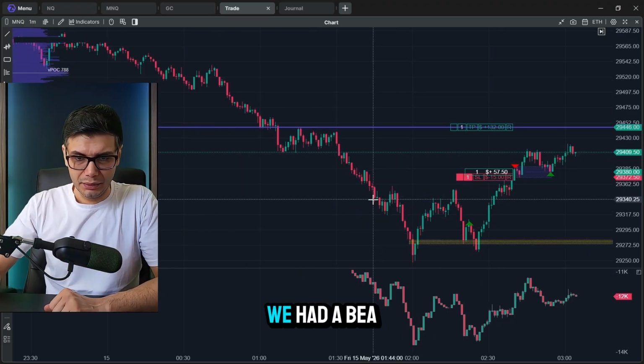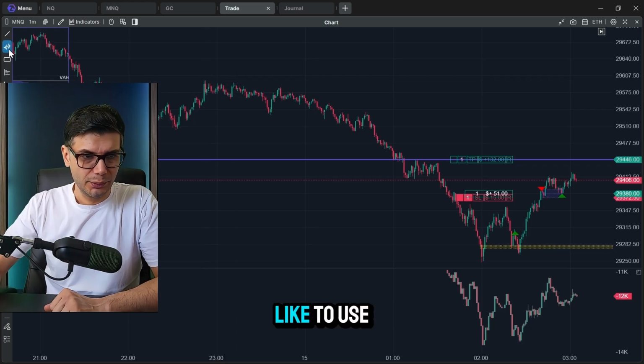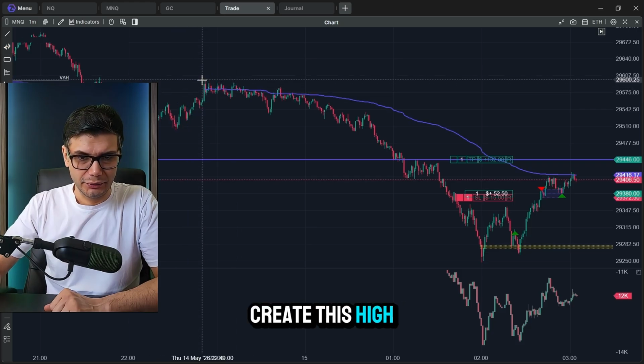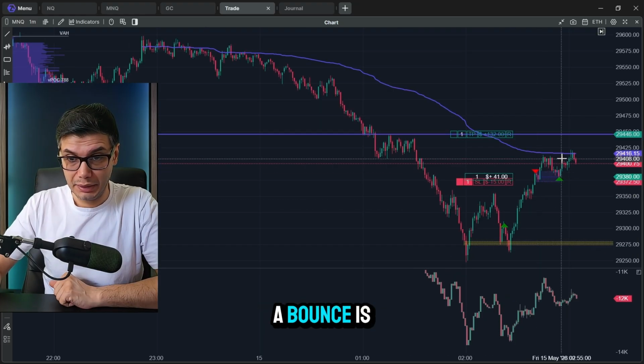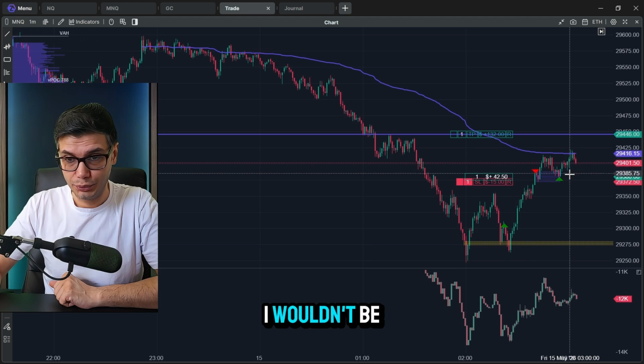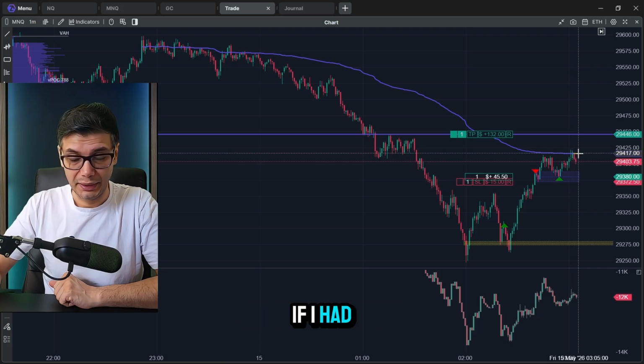So over here, we had a bearish leg, almost began from here. I would like to use my VWAP anchor to this high and see if the price is right at the VWAP. Therefore, a bounce is expected. I wouldn't be surprised if the price goes ahead and stops me out, but I can always re-enter. If I had two micro contracts, I would exit one at VWAP.